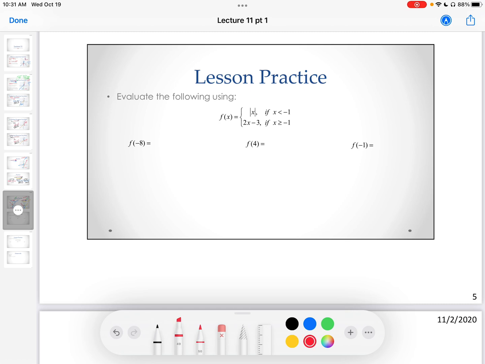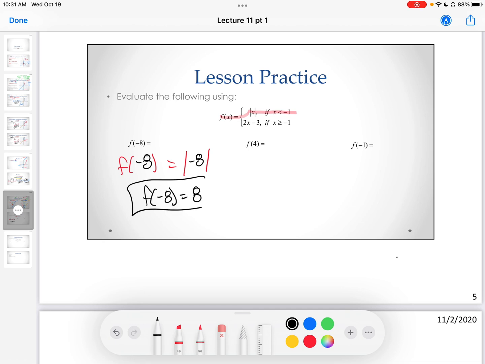Okay, red function here, f of x equals the absolute value of x if x is less than -1. Well, -8 is definitely less than -1. So I'm going to be using the red function on this. f of -8 equals the absolute value of -8. What is the absolute value of -8? Well, that would be 8. So there's our answer for the first one.